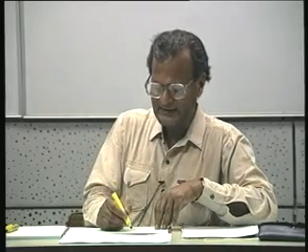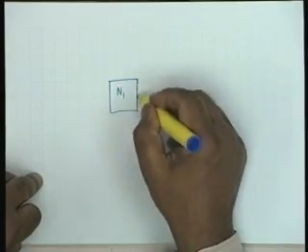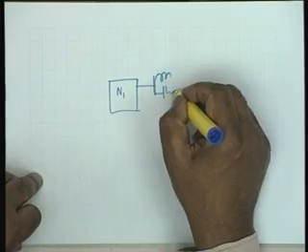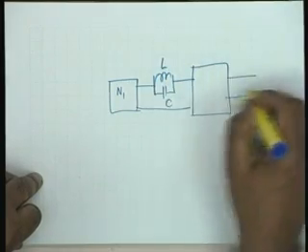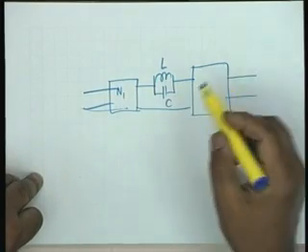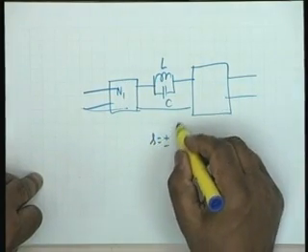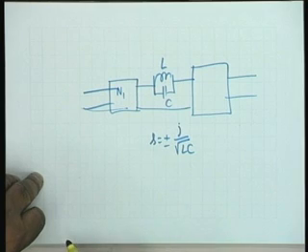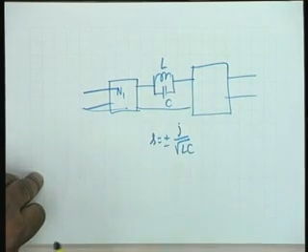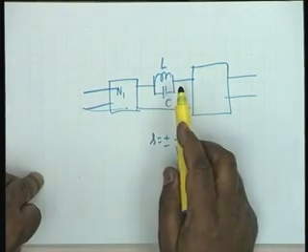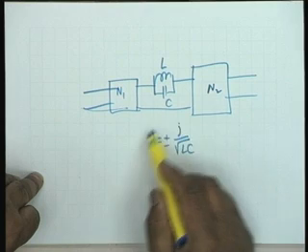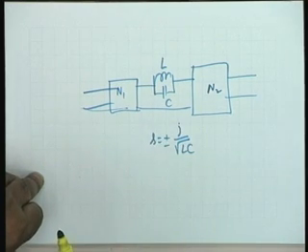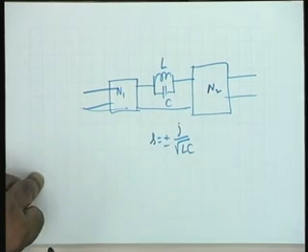There can be many other examples of zeros of transmission. For example, if we have a network like this, L and C, then at the frequency s equal to plus minus j by square root LC, this parallel resonant circuit becomes infinite impedance, and therefore it blocks transmission to N2. So we have a pair of zeros of transmission at plus minus j by square root LC.